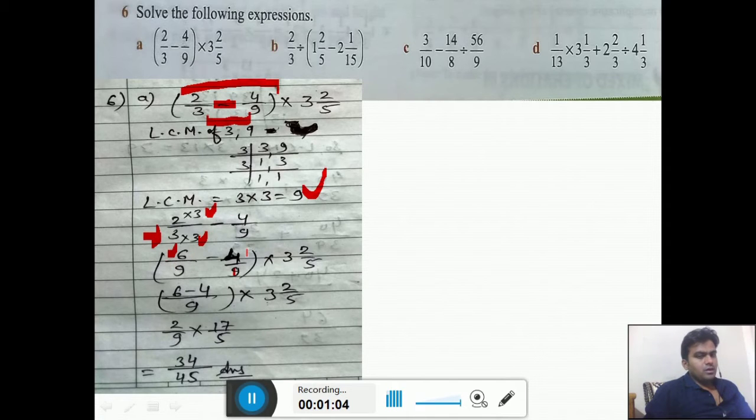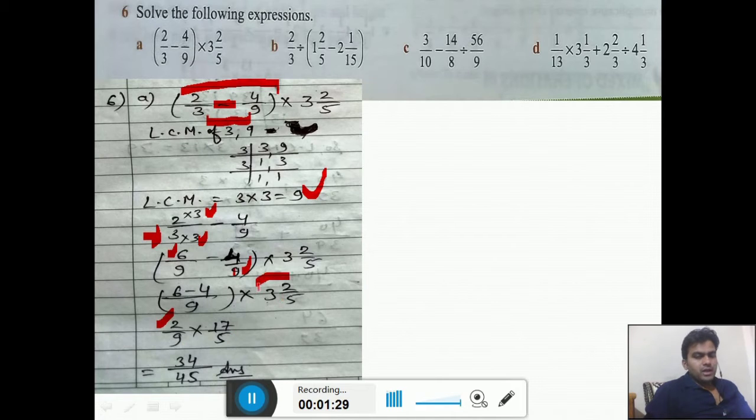Now this 4 upon 9 already has the denominator 9. Now 6 minus 4. Why? Because there is a minus sign between the two fractions. 6 minus 4 equals 2, so it is 2 upon 9.